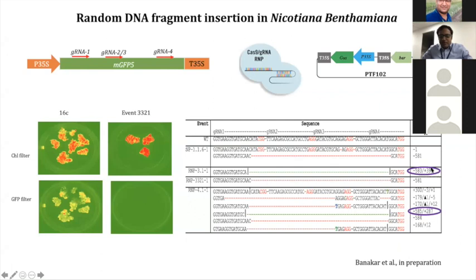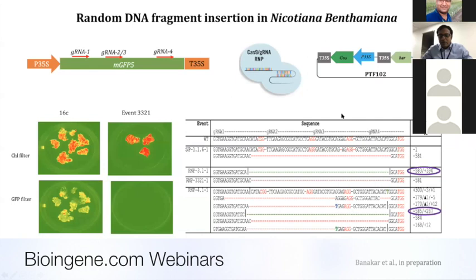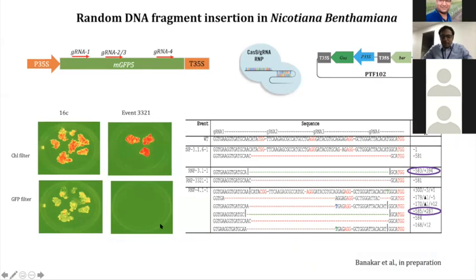So what we see here, for example, highlighted, is one of the events that had 394 base pairs of the selectable marker, which was delivered along with the RNP molecules. Then we had 280 base pairs of the plasmid molecule in another event, right? So it's not unique to a crop. It can be replicated across the crop.